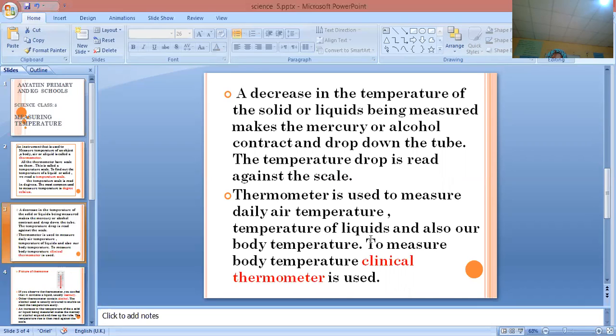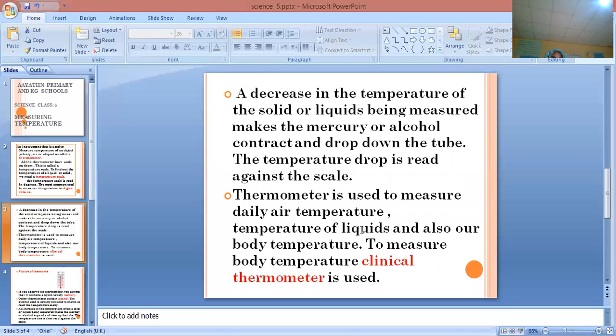Which thermometer do we use in hospital to measure our body temperature? We use a clinical thermometer. Body temperature is measured using a clinical thermometer. The clinical thermometer is mostly used in most hospitals.